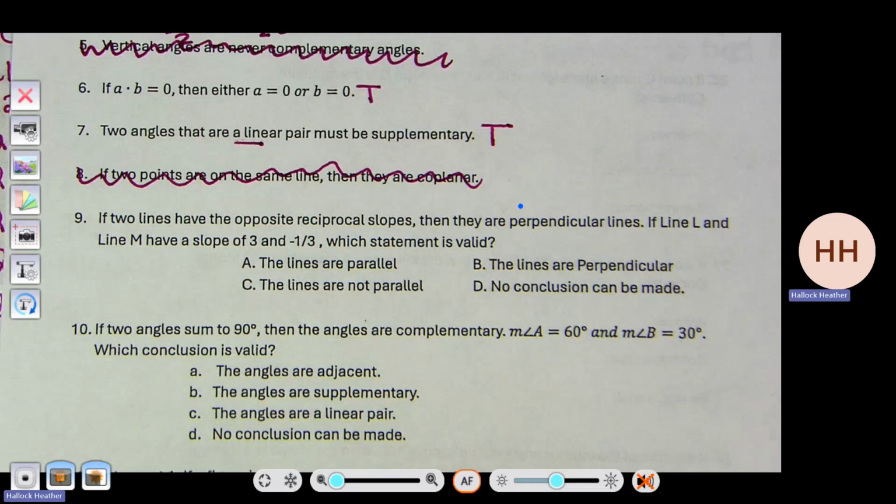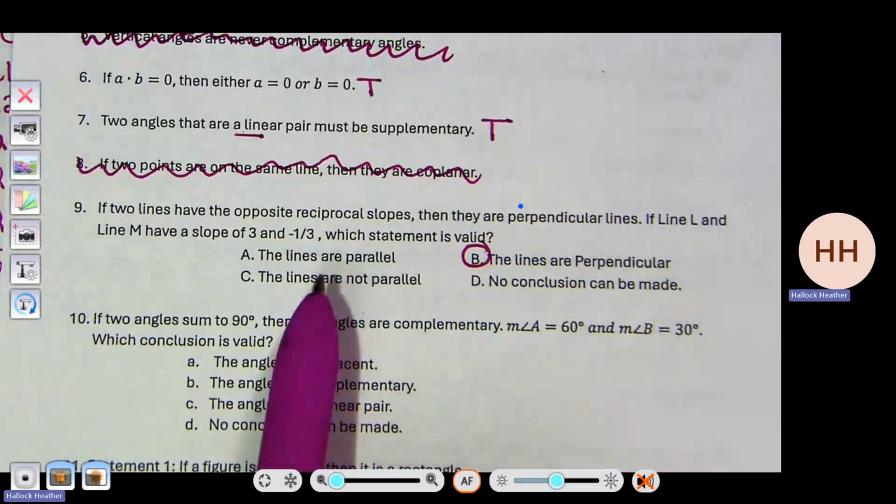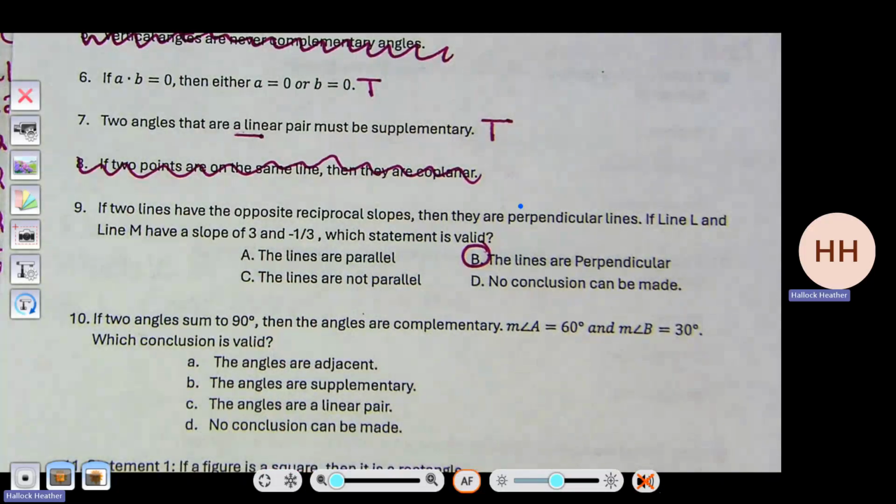They're perpendicular. They're not parallel. Parallel lines from algebra 1 have the same slope. So if they had a slope of 3 and then a slope of 3, parallel lines have the same slope. That's why they rise and run the same amount. They never cross because they have the same rate of change. Perpendicular lines have opposite reciprocal slopes.